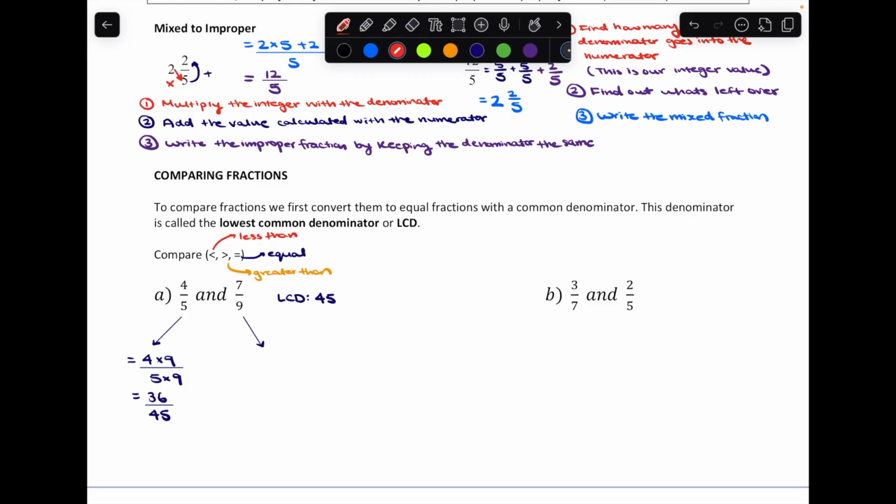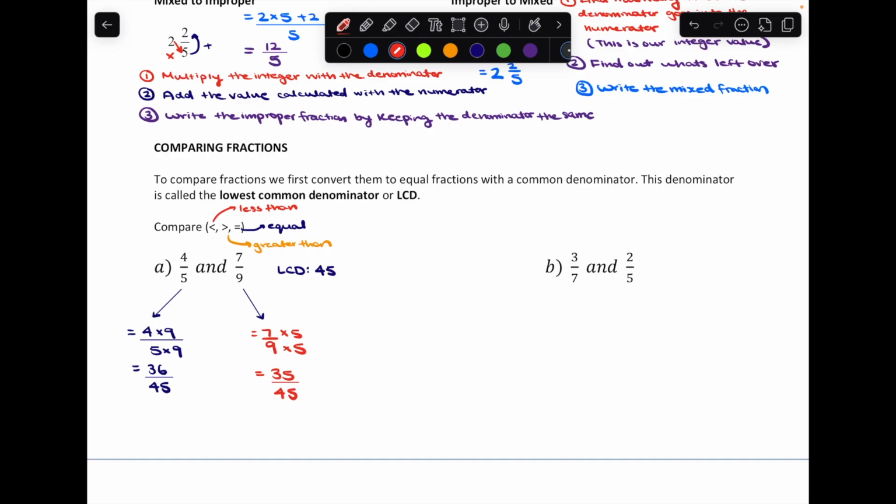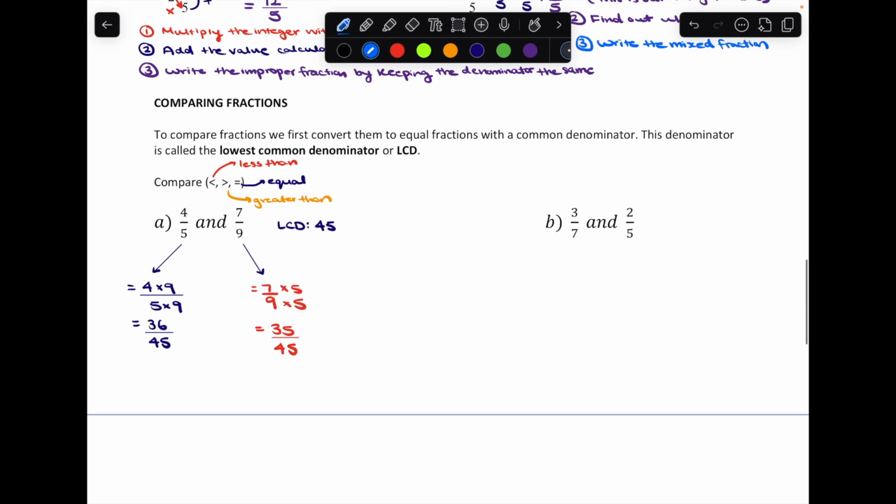And here we have 7 over 9. To get it to the lowest common denominator of 45, we must multiply the top by 5 and the bottom by 5. 7 times 5 will give us 35, and 9 times 5 will give us the lowest common denominator of 45. And so here what we see is that the denominators are the same, so we can just compare the numerators. We see that 36 is greater than 35, so that means, therefore, 4 over 5 is greater than 7 over 9.